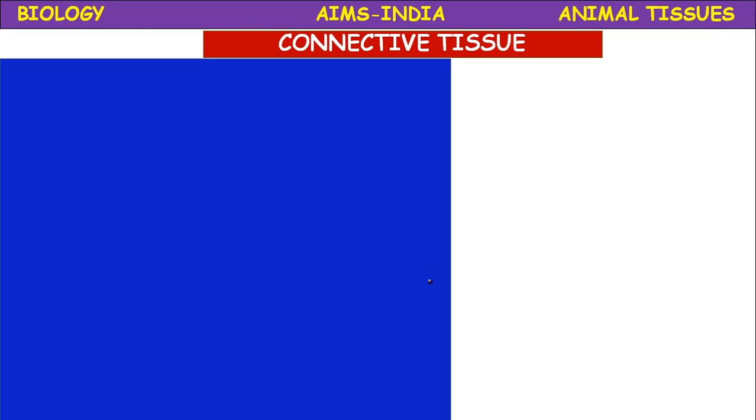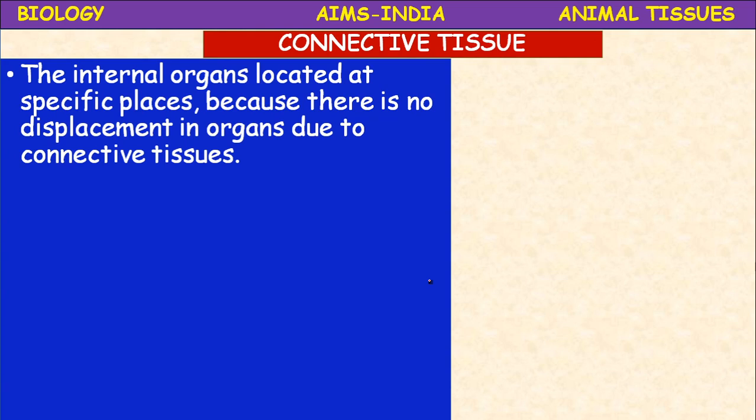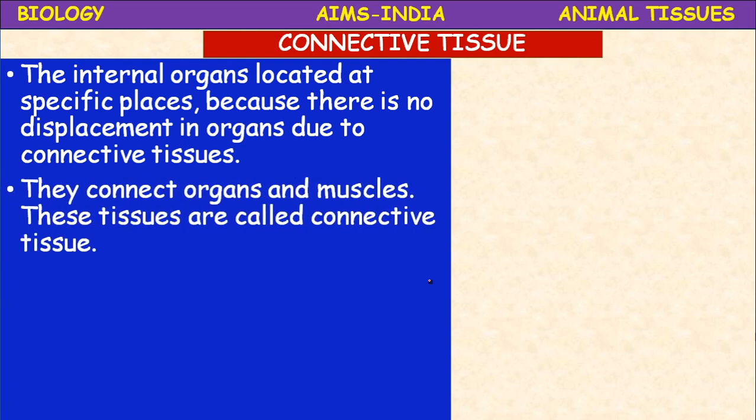Let us proceed to connective tissue. Now, the internal organs are located at specific places, because there is no displacement of the organs due to connective tissue. The connective tissue links and supports other tissues and organs of the body. The basic components of connective tissue are the matrix, connective tissue cells and fibers. It is somewhat fibrous tissue. Different types of connective tissues are present in the body. They connect the organs and muscles.